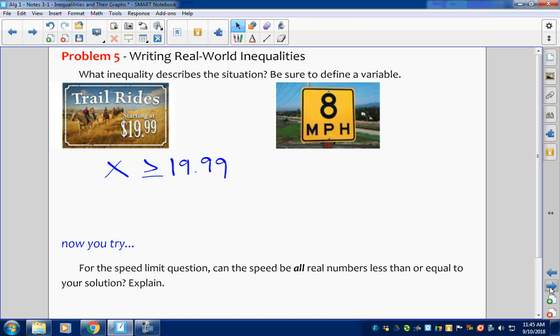8 miles per hour, I think what they mean here is x is less than or equal to 8 miles per hour, because of course you can be going this speed. So that's why it's less than or equal to, you just can't go over.